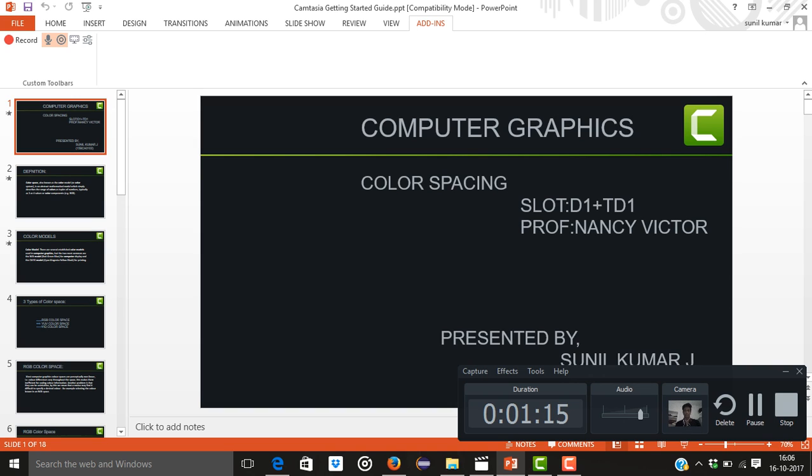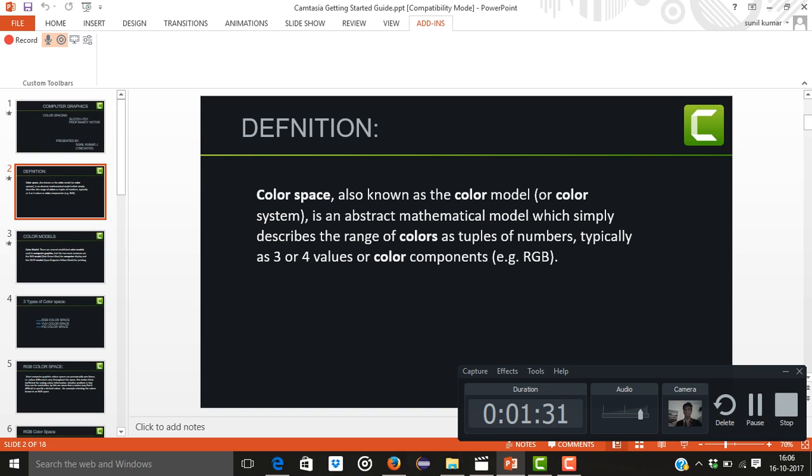Hi, let me discuss what is meant by color spacing. First, let me explain what computer graphics is. Computer graphics means producing images and animation with the help of a computer. Then the definition for color space. It is also known as a color model.